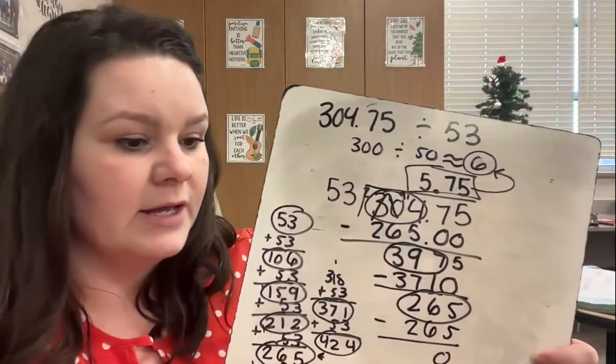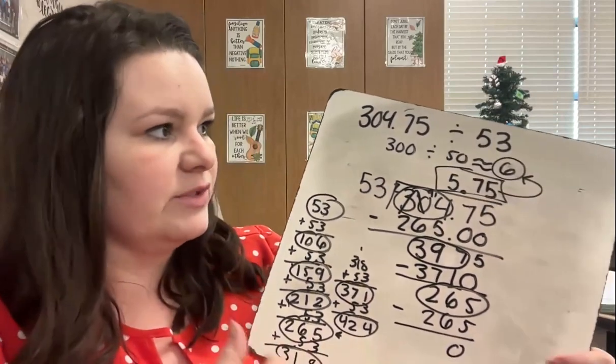So it is probably the correct answer because it fit and it's reasonable based on our estimate. So that's how you divide decimals using the standard algorithm.